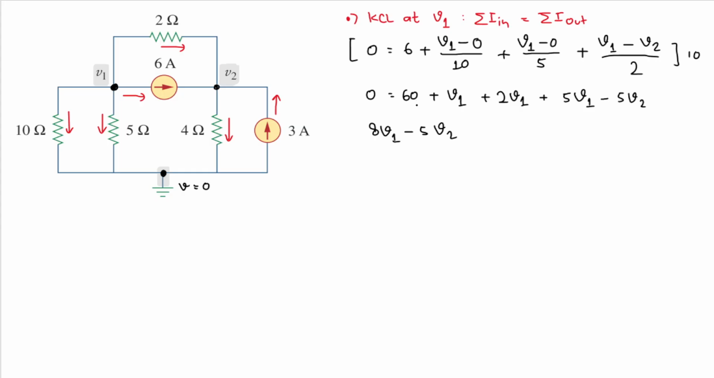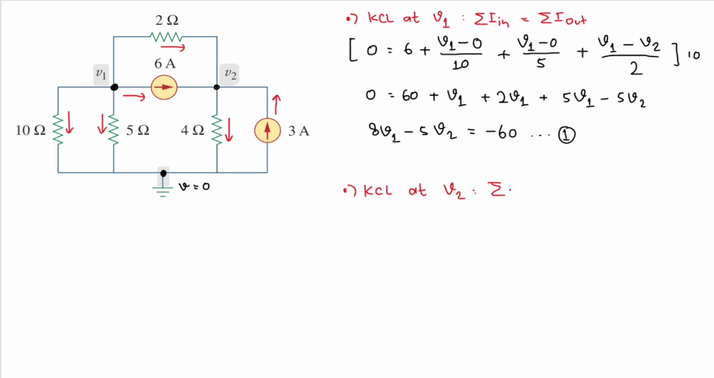Then let's put this 60 to the left hand side. So I'll have minus 60, but I will write it here. Minus 60. Good? Okay, that is our first equation. Good, now let's move on to V2. And we can do the same game, right? Now let's do KCL at V2.